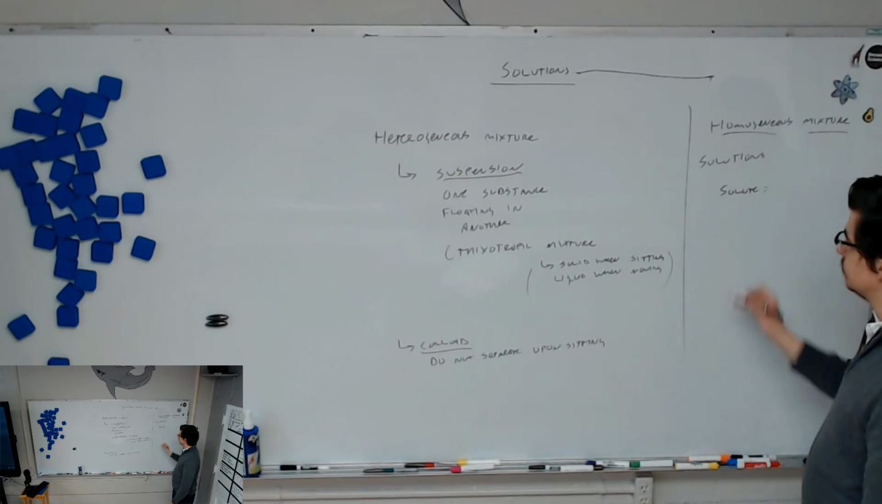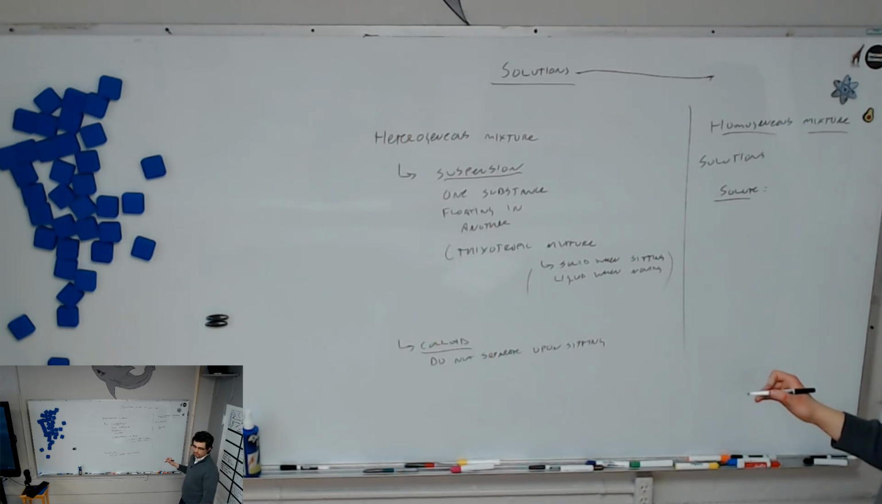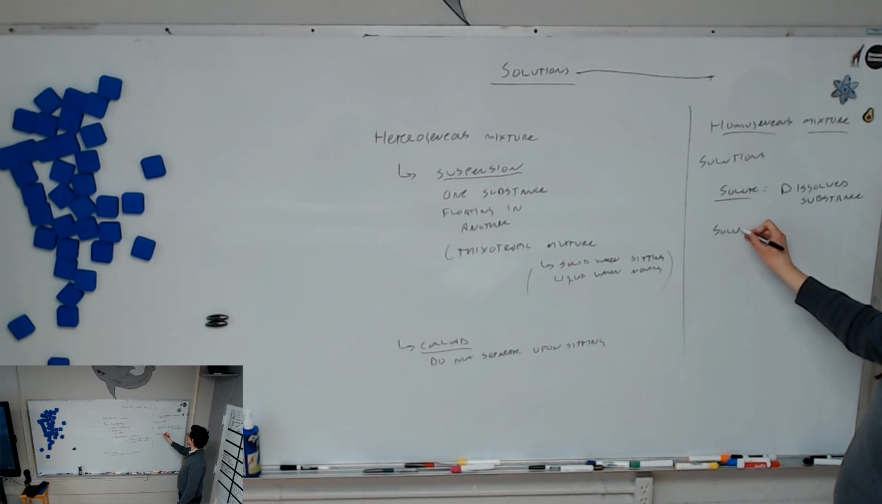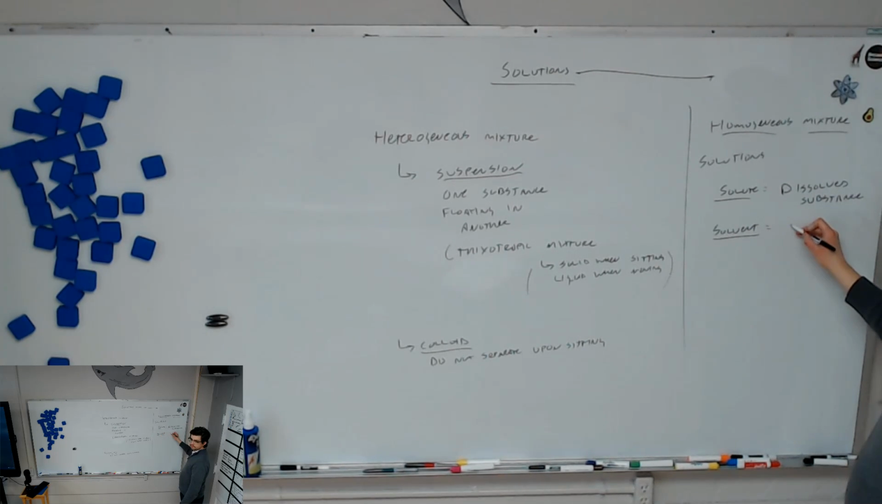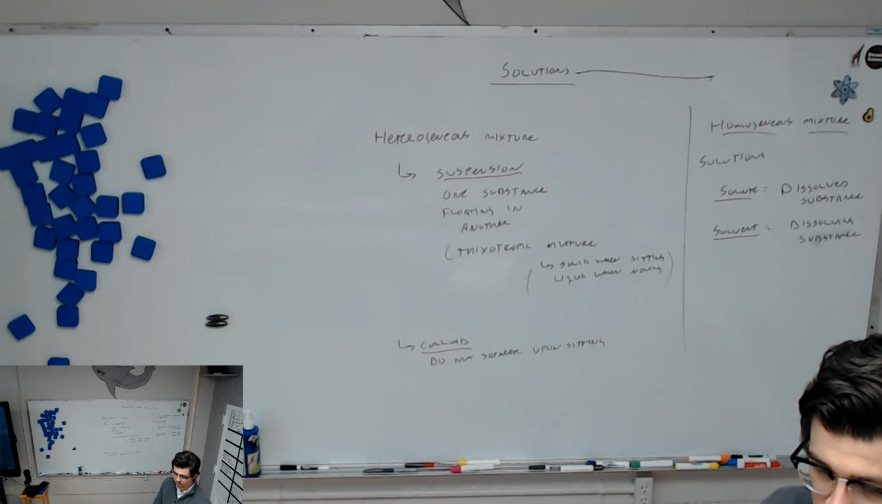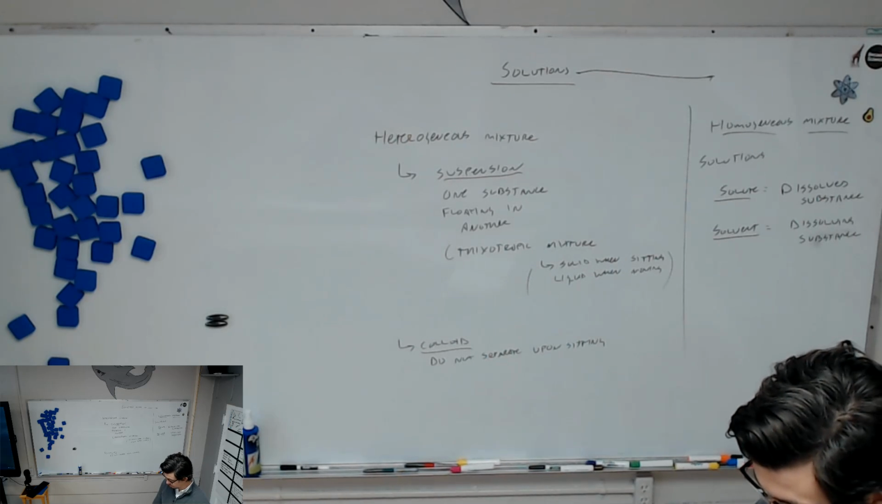So the solute is the what? Is the dissolver. Try again. Dissolving. Yeah. Dissolved substance. And the solvent is what? The dissolving substance. So if we have salt water, the easiest solution to relate to, what's the solute? Salt. And the solvent? Water. Okay, good.